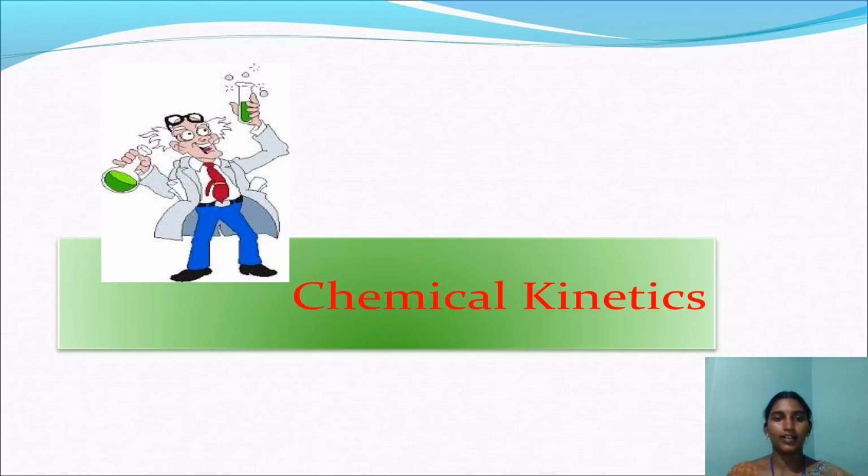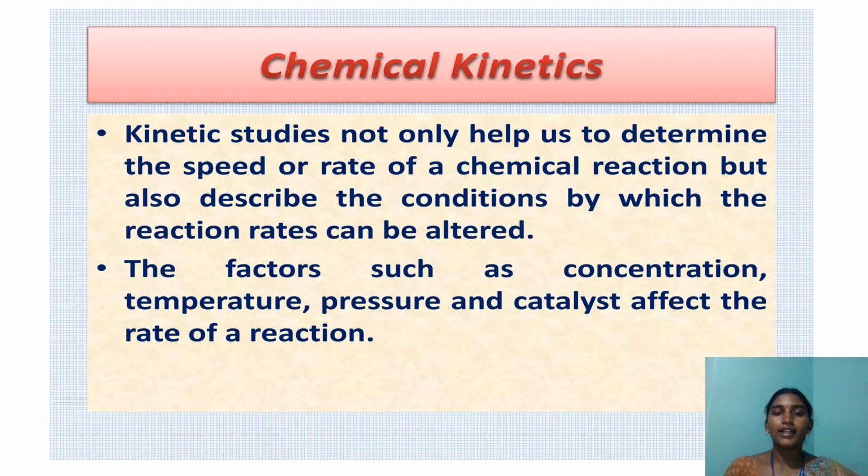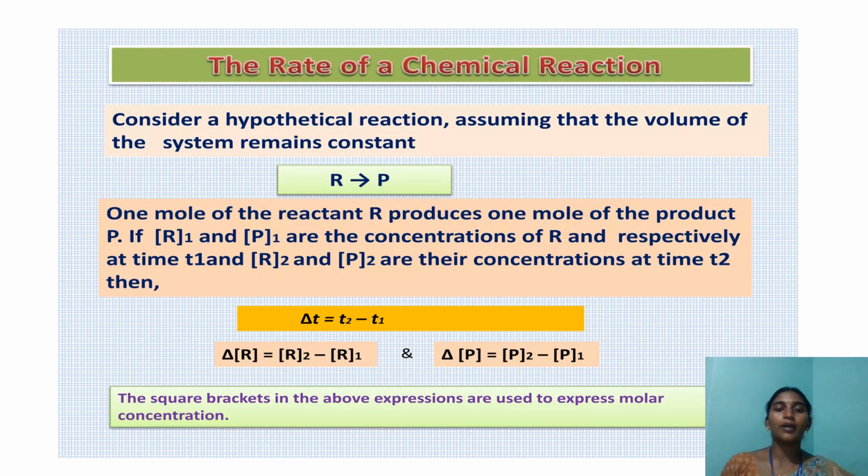Then chemical kinetics. The branch of chemistry which deals with the study of reaction rates and their mechanism is called chemical kinetics. Thermodynamics tells only about the feasibility of a reaction, whereas chemical kinetics tells about the rate of a reaction. Kinetic study not only helps us to determine the speed or rate of a chemical reaction, but also describes the conditions. Then rate of a chemical reaction.